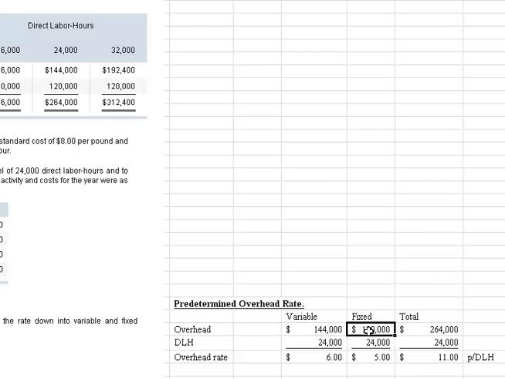Now the fixed costs are equal to 120,000, and there's the fixed cost just to the left of my mouse, and it's the same regardless of what level of activity you have. The direct labor hours were 24,000, and so if we divide those, we come up with $6 as my variable portion and $5 as my fixed, and then of course you can add across and do the same division, and we come up with a total predetermined overhead rate of $11 per direct labor hour.